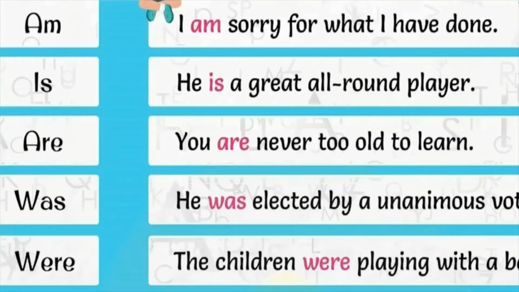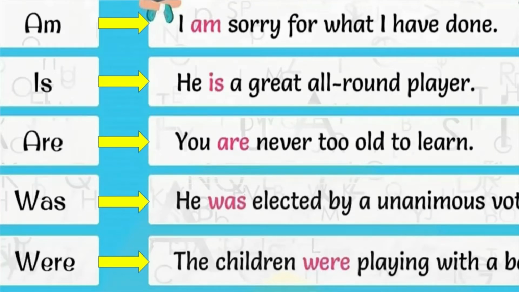And of course, we know of so many example sentences using these primary auxiliary verbs, isn't it? For example, with am you say, I am sorry for what I have done. With is you say, he is a great all-round player. With are you can write, you are never too old to learn. With was you can say, he was elected by an unanimous vote. And with were you can say, the children were playing with a ball. Alright, so these are all examples of auxiliary verbs which are primary.